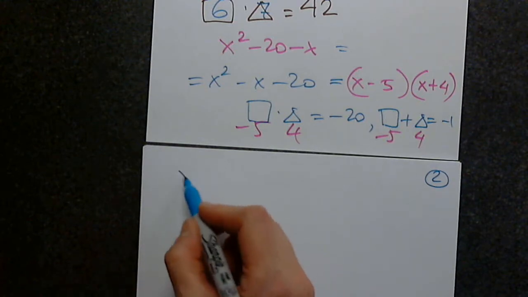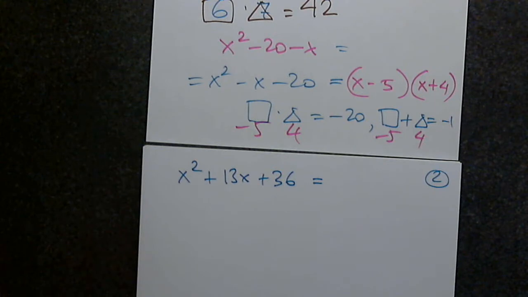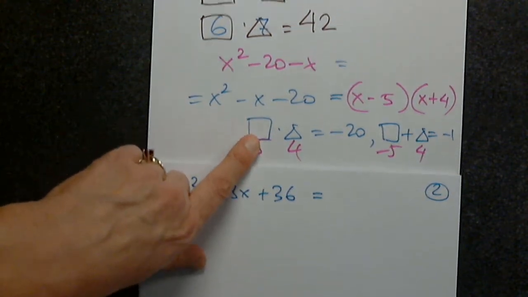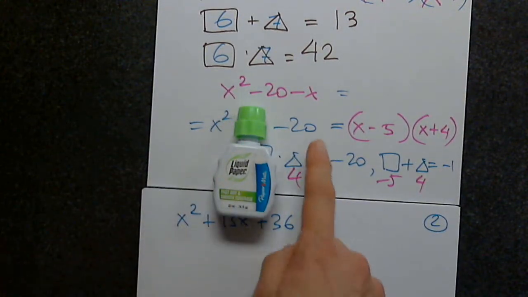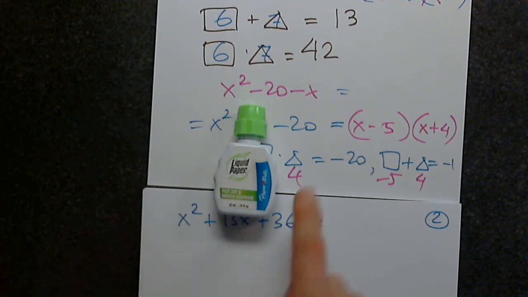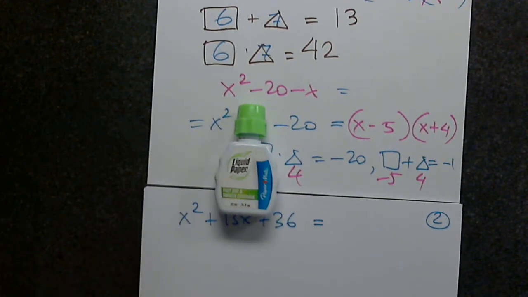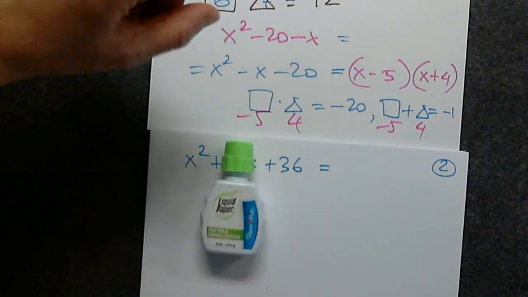Let's also look at x squared plus 13x plus 36. I forgot here and I want to go back for a moment. Is this a special product? No. Because -20 is not a perfect square. x squared is a perfect square, but -20 is not. Agreed? Perfect. So let's go back to this one.